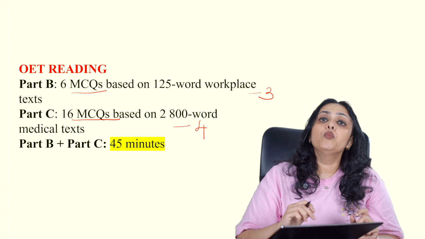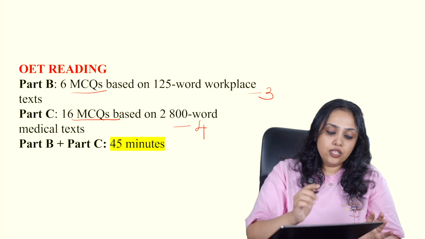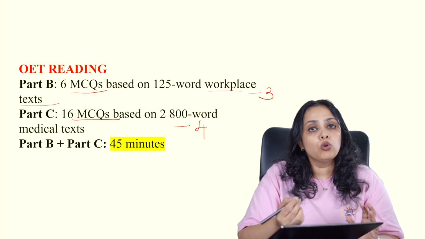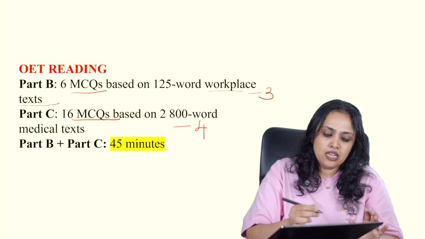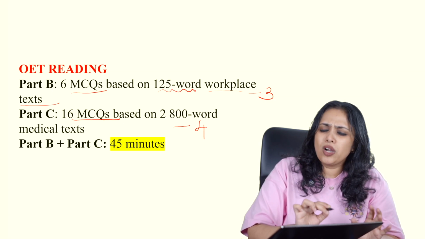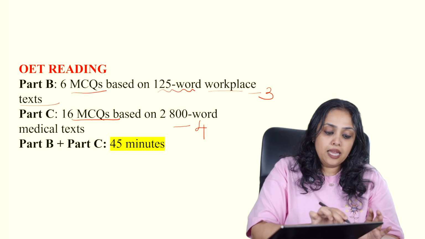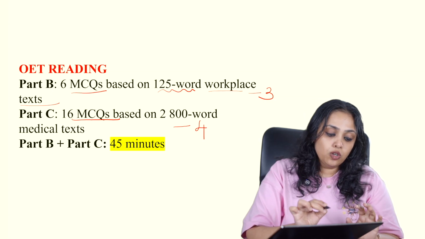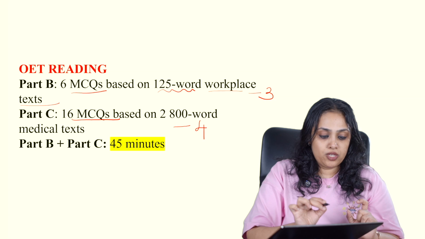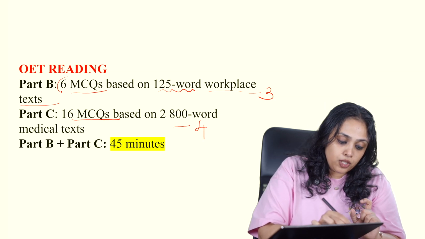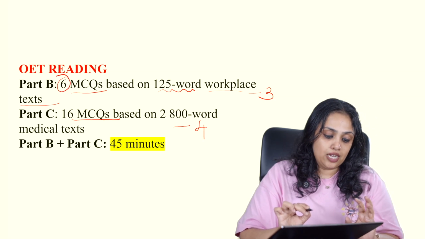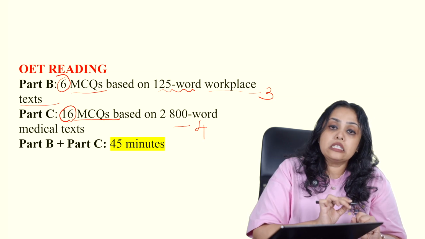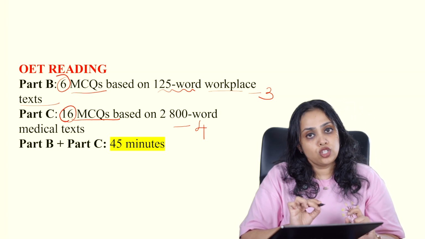Now in part B, what you get to read will be short workplace texts, mostly memos, notices or emails, approximately in the 125 word range, and based on each workplace extract or text, you'll have a multiple choice question. In total in part B, you'll have 6 such extracts. Now in part C, in total you'll have to answer 16 multiple choice questions.